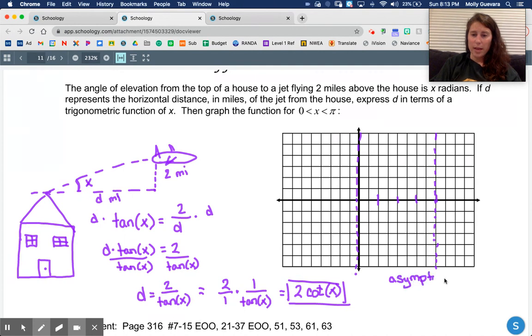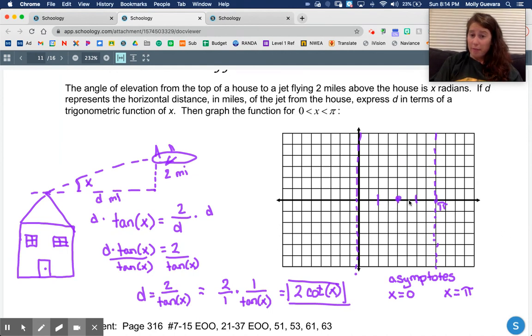So my asymptotes are at, you take whatever's inside the parentheses and set it equal to your original parent graph asymptote, which is 0 and pi. So x is 0, x is pi. So this is just pi. Okay. And then I can graph.